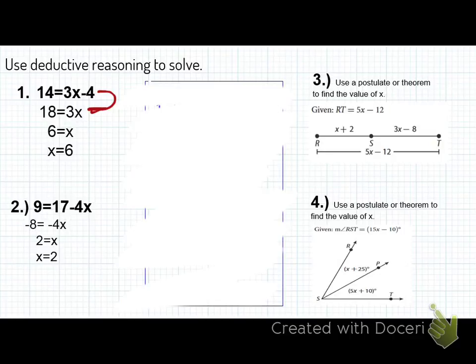Okay. Number 2. 15 seconds. Talk to your group. What properties are used right here on number 2? Ready, set, go. Okay, what happened on the first step? What property was used on the first step? Subtraction property of equality. Good.